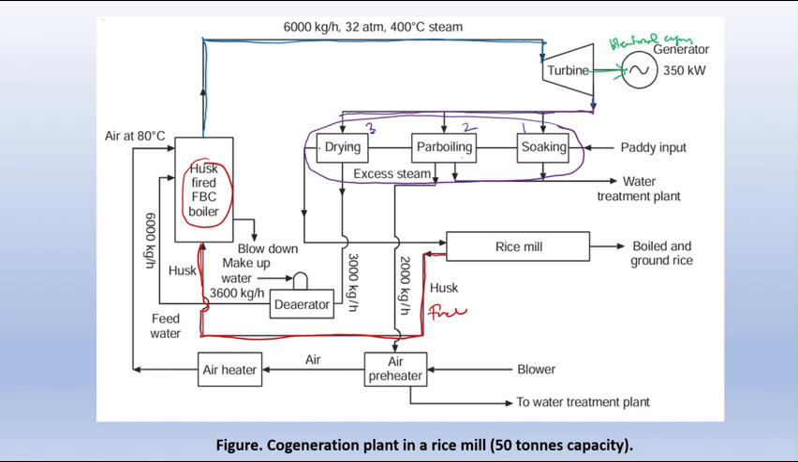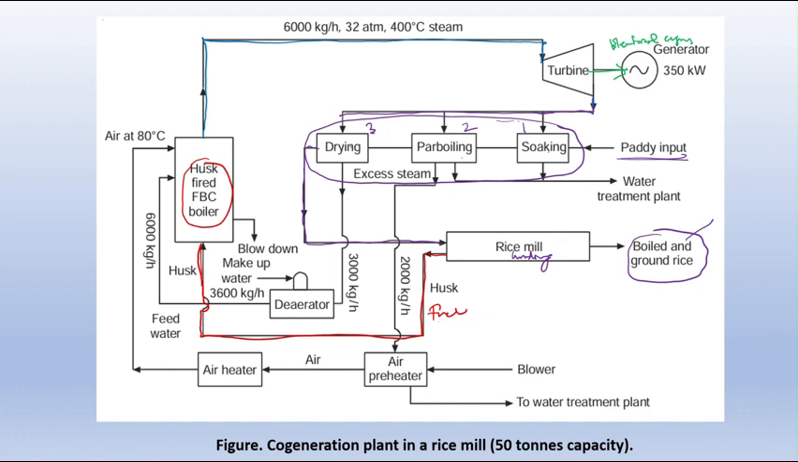After the third process, the paddy moves into the rice mill for grinding purposes. From grinding, we get the boiled and ground rice. The waste is husk. The violet color indicates the paddy preparation process, the rice preparation process from the paddy. Paddy is the input, then soaking, parboiling, drying, and then it moves to grinding. In the grinding process, rice comes out and husk comes out on another side. The husk is used as a fuel.